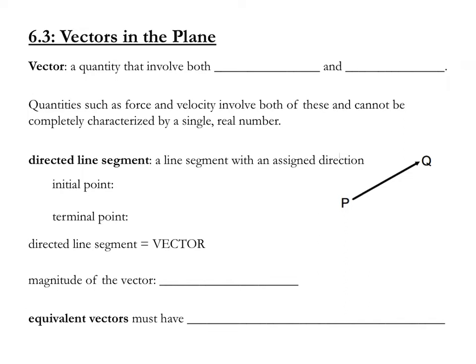So these are our notes about vectors, and if you watched the clip, you would have heard the villain Vector say that a vector has both direction and magnitude.